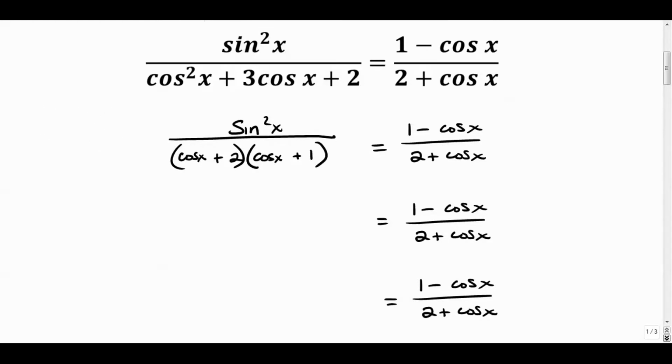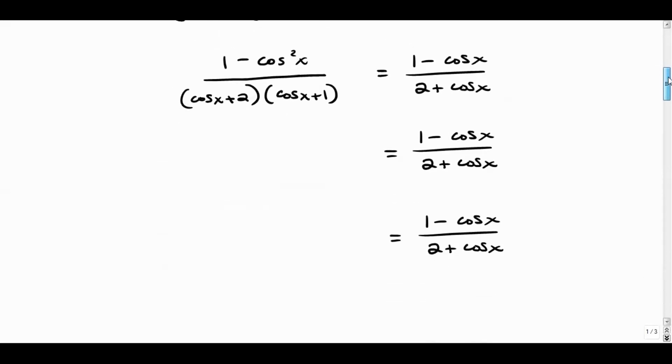What that does for me is allows me to see that my numerator, sine squared, I can change using Pythagorean into 1 minus cosine squared x. The reason I did that is because my denominator is only cosines, and I'd like to have some sort of cancellation potential. So let me rewrite my denominator. All right, next, more algebra.